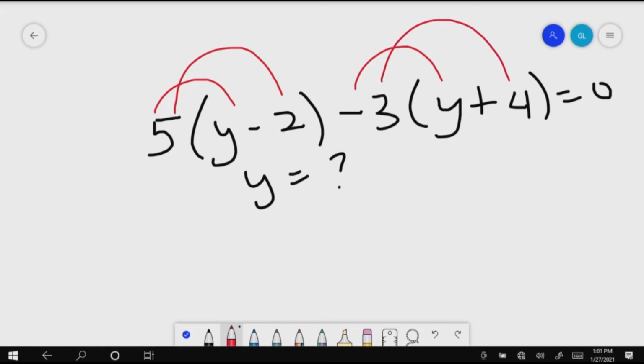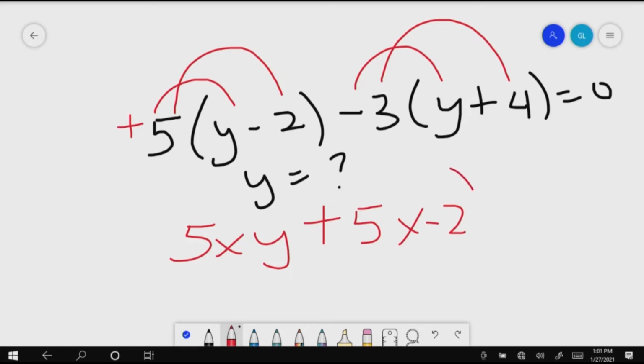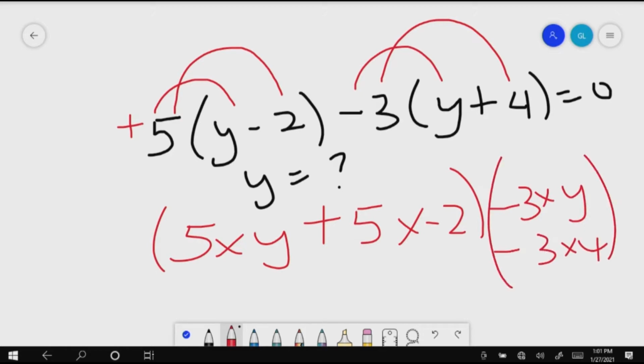So let us remove the brackets. This becomes 5 times y plus 5 times minus 2, because this value here is positive 5. So this is 5y minus 10, then minus 3 times y minus 3 times 4. All of this equals 0. Again, why is this minus? This minus comes from this sign here and it governs the 3.